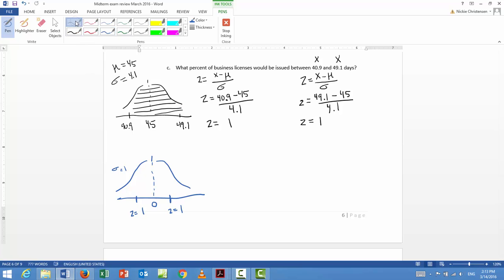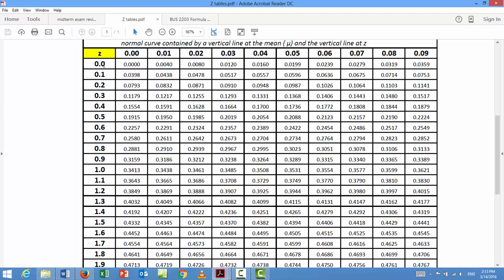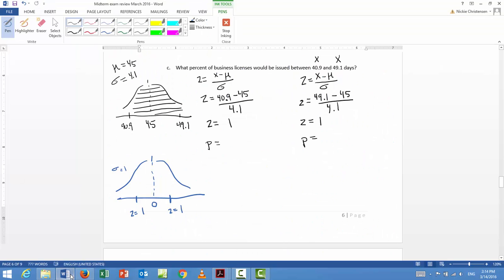So, what we need to do now, we finished the first step, which is standardizing. Now our second step is finding the p-values. Okay, and where do we find the p-values? Well, we look on our z-table. Okay, so I'll look on my z-table, and I want to find the p for a z of 1.0. And here it is, 0.3413. Okay, so let's write that down: 0.3413, and this also 0.3413.